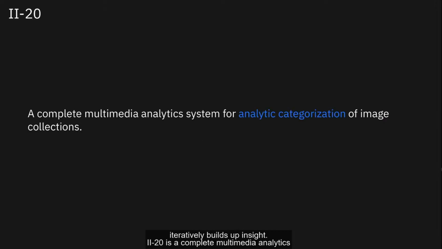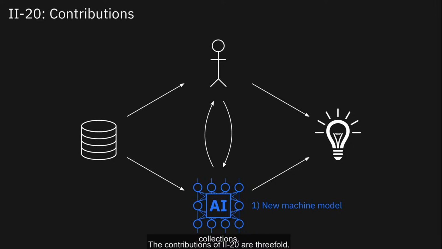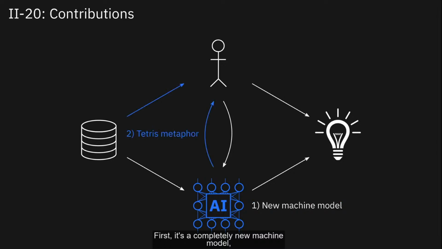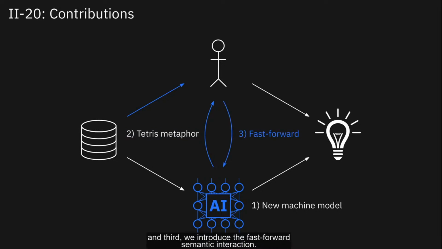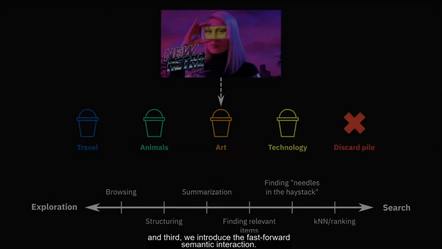II20 is a complete multimedia analytics system for analytic categorization of image collections. The contributions of II20 are threefold. First, it's a completely new machine model. Second, we introduce a new visual metaphor for visualizing image collections, which we call Tetris, after the famous game. And third, we introduce the fast-forward semantic interaction.